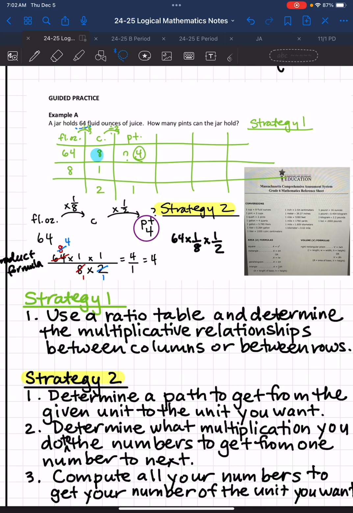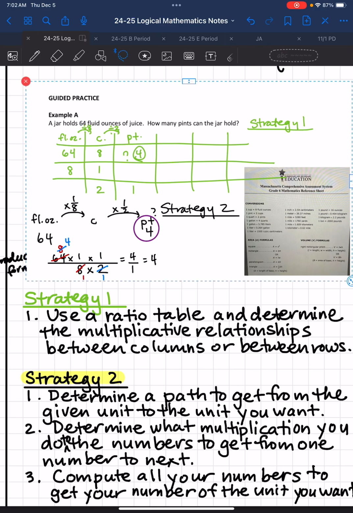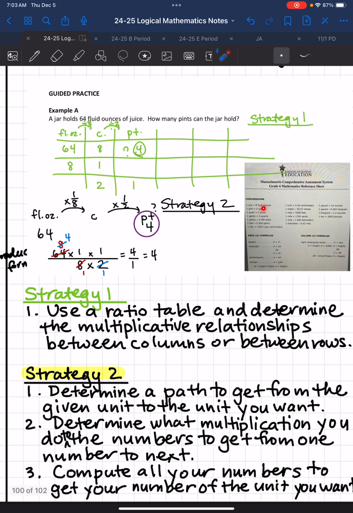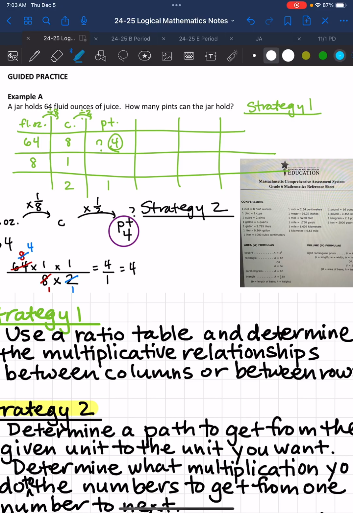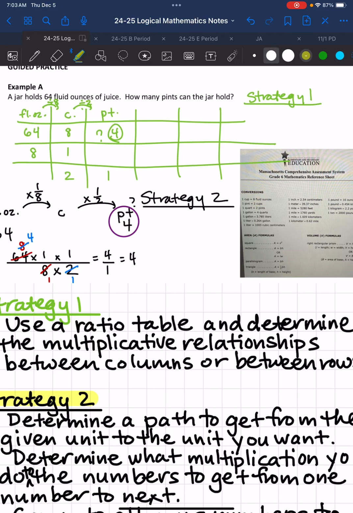We are given 64 fluid ounces, and we want to find a certain number of pints. So we put fluid ounces down and put what number goes with fluid ounces, okay? Then we determine the path that we want to go is fluid ounces to cups. So my next column is going to go from fluid ounces to cups. So I'm going to put a label here for cups. Then I actually put the numbers that are associated with that conversion right into the table.